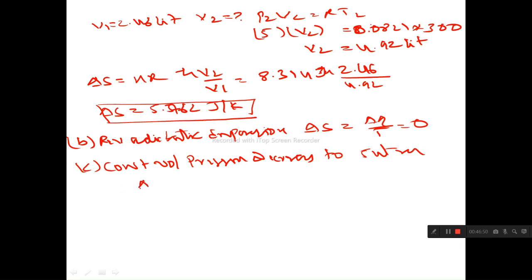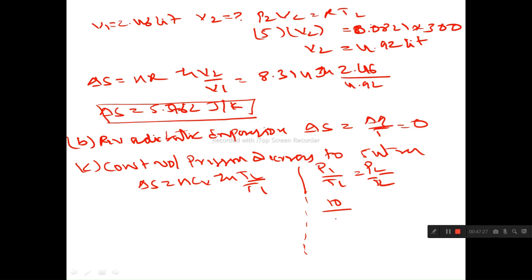So for this one, we have delta S equals nCV ln T2 by T1. We know only the T1 value, we don't know the T2 value, so we will calculate the T2 value first. That is P1 by T1 equal to P2 by T2. We know P1 value, that is 10, and T1 is given as 300. This is 5 and this is T2. So from this relation, T2 is 150 Kelvin.